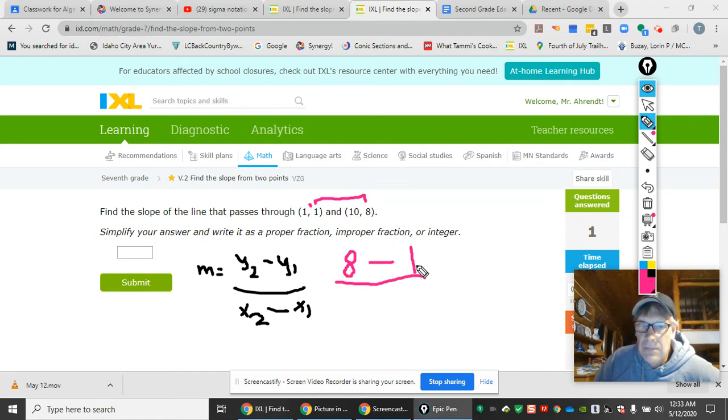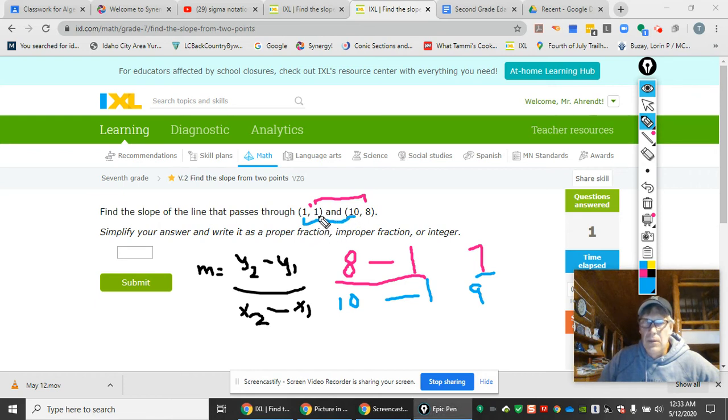So if I'm 8 and I subtract 1, what's my change? 7. Now let's look at your x's. I'm going to take my second x right here, 10, minus my first x, which is 1. 10 minus 1, that gives me 9. There's your slope.